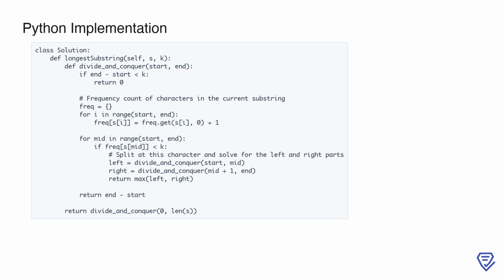It iterates through the substring, and for any character that appears fewer than k times, it splits the problem into two parts, the substring to the left of the character and the substring to the right. The function is then called recursively on both parts, and the maximum result is returned. If all characters in the substring satisfy the frequency condition, at least k times, the function returns the length of the substring. This approach ensures an efficient solution by breaking the problem into smaller manageable parts.